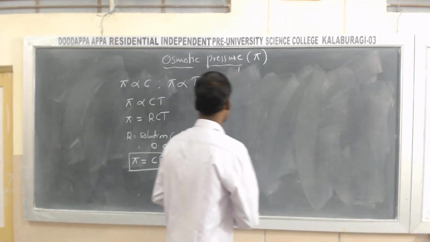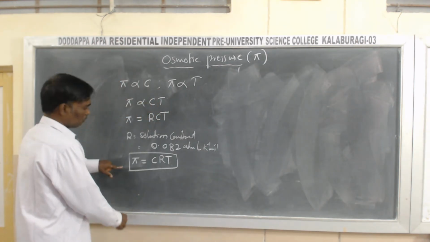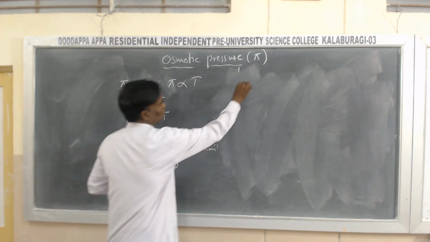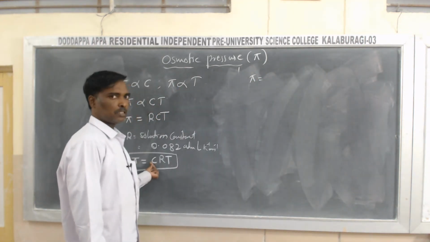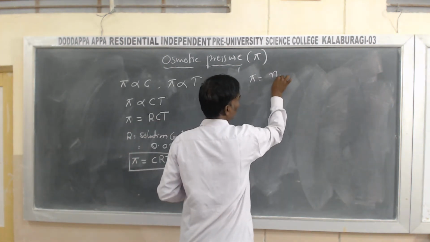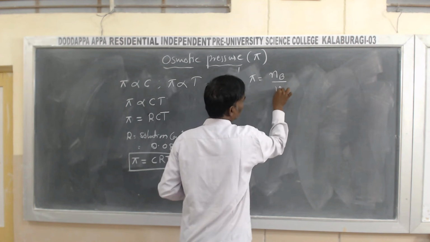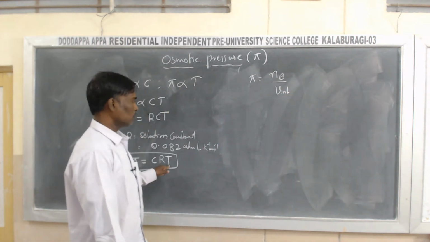Let me write pi equal to CRT. Here C is the concentration of the solution, which is expressed in molarity. I define molarity as the number of moles of solute present in a liter of the solution, n_B by V, where V is the volume in liters, into R into T.